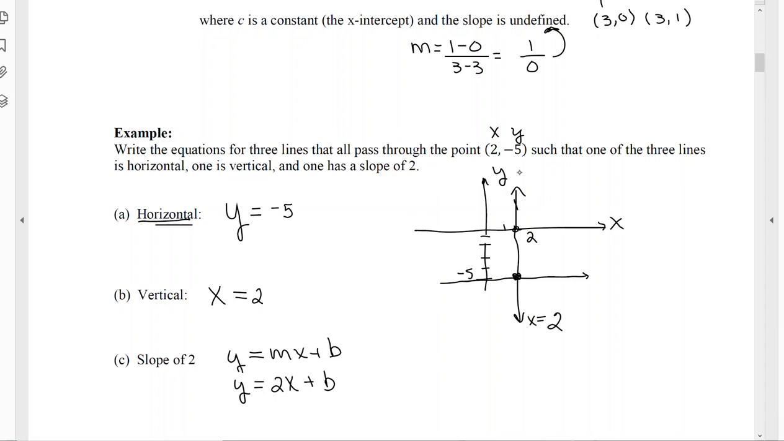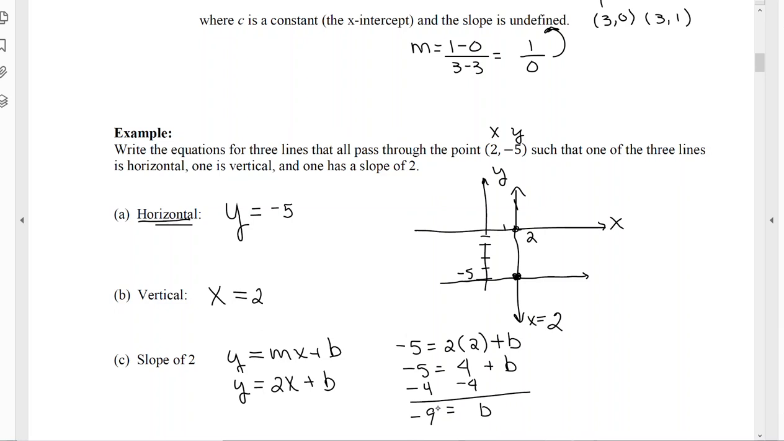That's somewhere over here. So what I'm going to do is take my (x, y) point and plug it in for x and y, and then solve for b. So my y value is negative 5. My x value is 2. So negative 5 equals 4 plus b. To solve for b, you need to subtract 4 from both sides. So your b equals negative 9.